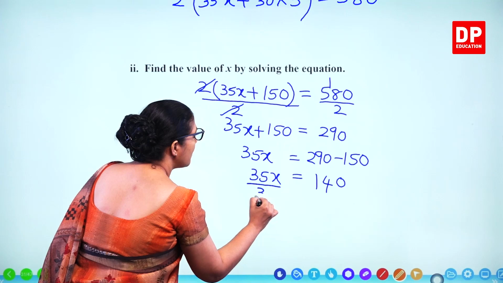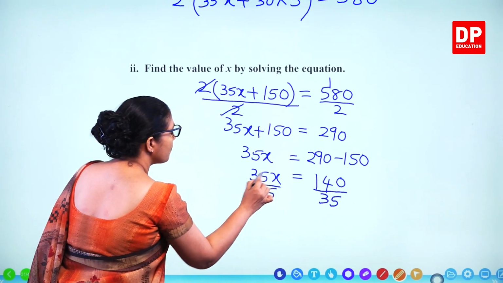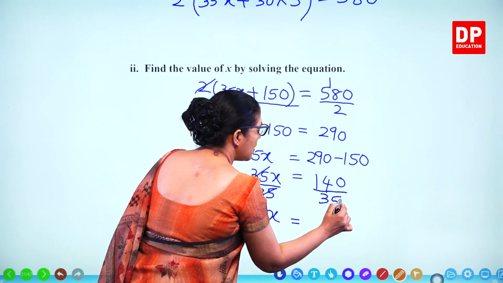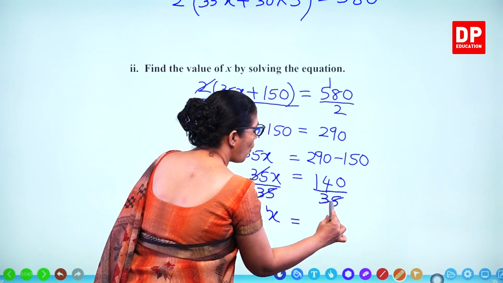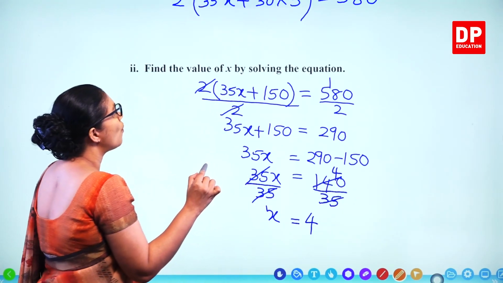Divide by 35. x becomes 4. So x becomes 4.